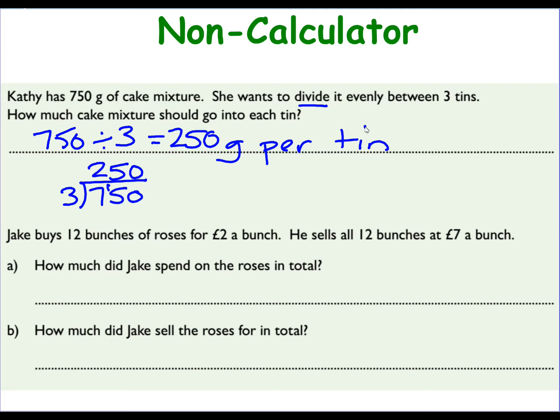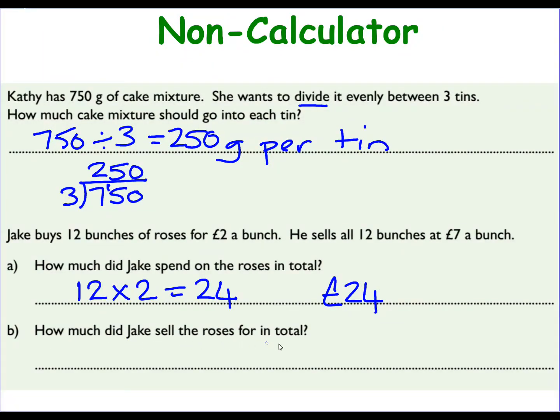The second question. Jake buys 12 bunches of roses for £2 a bunch. He sells all 12 bunches at £7 each. How much did Jake spend on the roses in total? So to work out the total, we have to take the number of bunches and the price he paid to buy them, which is £2. So 12 times 2 is £24 as the answer.